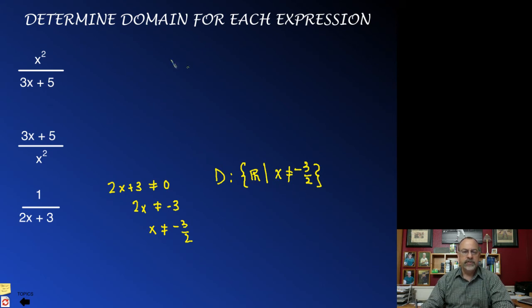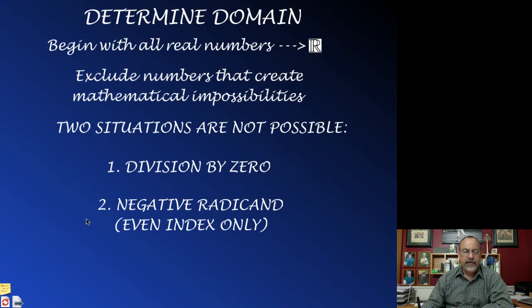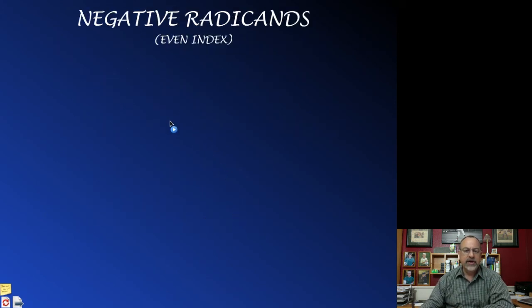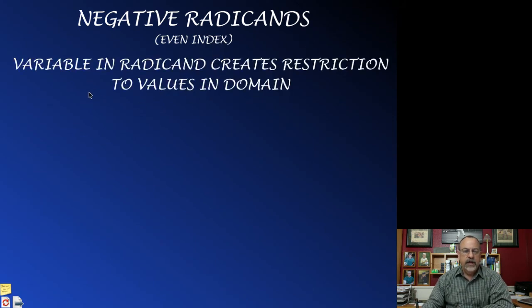So in order to determine the domain when you have division, it's very simple. You just write that the denominator cannot be 0, and then you simply solve it for x. Now the second thing we need to recognize is if we're going to have a negative radicand. That's the other mathematical situation that will create a domain restriction. A variable in the radicand is going to create a restriction to values in the domain, because any x value that I would substitute into the expression that would create a negative radicand cannot be used.